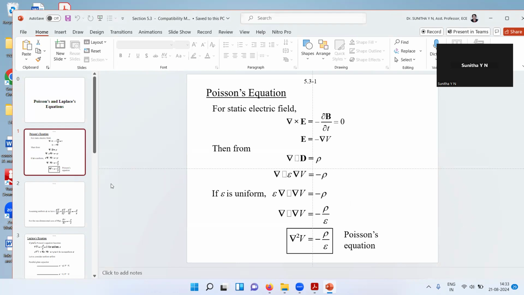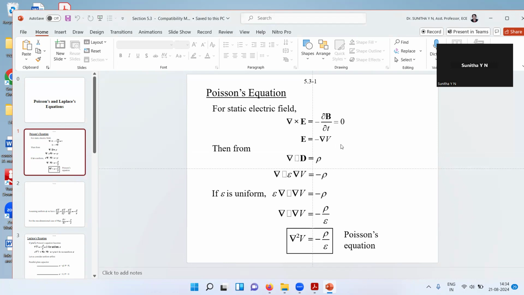In a static electric field, the curl of electric field intensity, that is del cross E, is equal to minus dB by dt, where B is the magnetic field intensity. So this is equal to 0. We also have the equation where E, the electric field intensity, is equal to the gradient of V, the voltage.